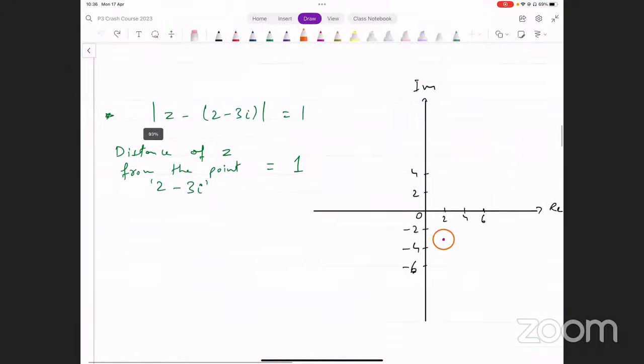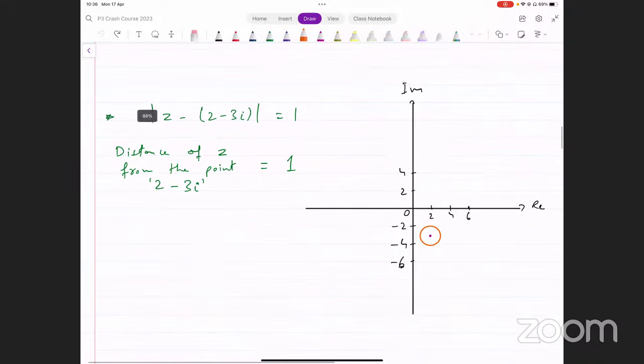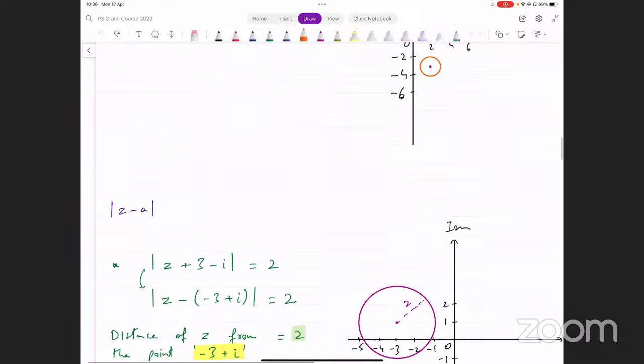This is what we did. We did some more examples in this. If you had z minus 2 minus 3 iota, that would mean distance of z from the point 2 minus 3 iota should be equal to 1. We looked at the locus for that.